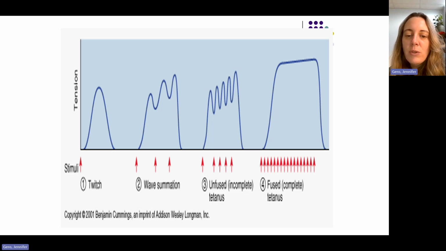And then down here with fused tetanus, you see how quickly, there's no time in between these nerve stimuli coming. And so because of that, the muscle contracts and you see no evidence of relaxation until the stimuli stop. So that is fused or complete tetanus. And that's what we're doing most of the time. And it makes for nice, smooth muscle movements.